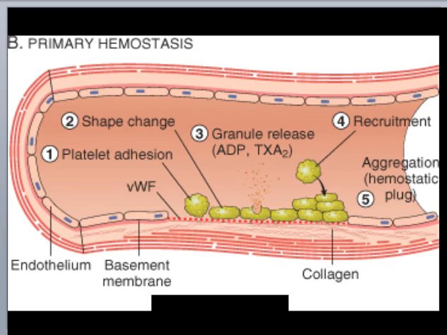Within minutes of these products being secreted, additional platelets are recruited to the site of injury, and these undergo aggregation to form a primary hemostatic plug. This aggregation process is very dependent upon surface glycoproteins, which we'll talk about a little bit later.